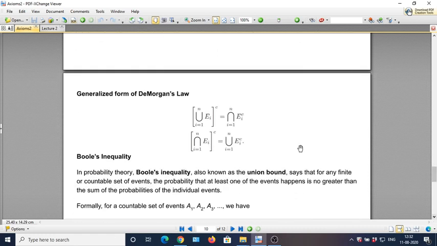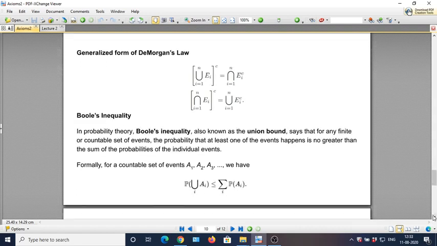Then the generalized De Morgan's law is something that we have already looked at. The complement of the union of i varying from 1 to n of Ei means individually we have to do the intersection of the complement events. Similarly, the complement of the intersection of i varying from 1 to n of Ei will make it the union of these complement events. And for the same thing we can also apply the probability measure.